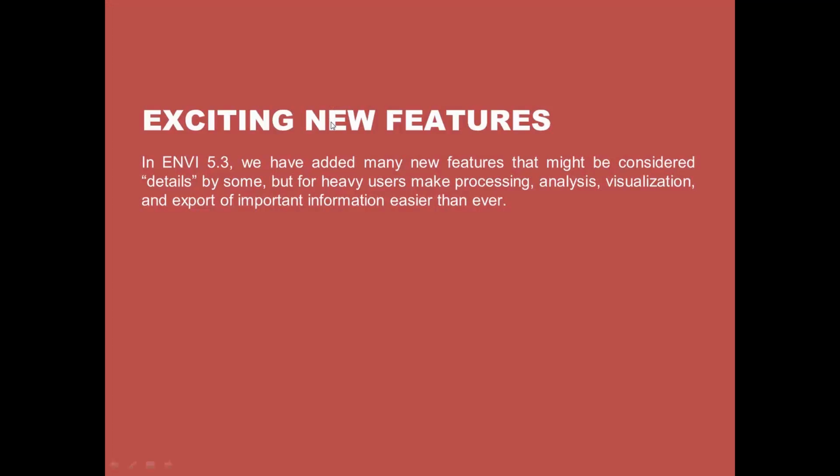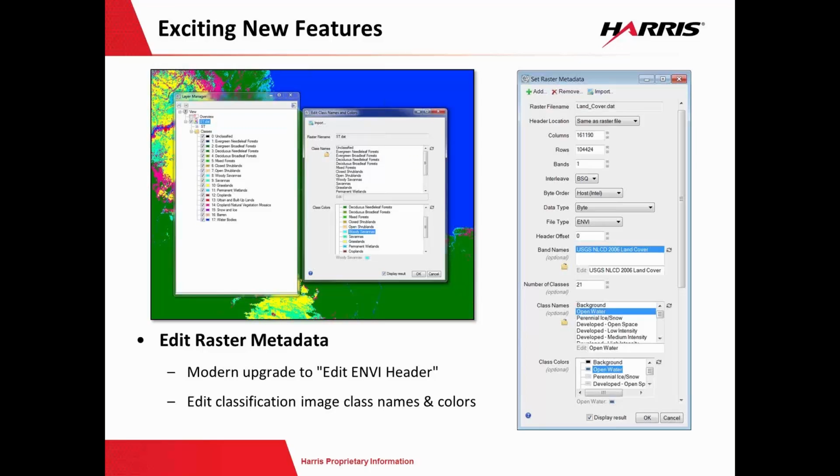So the last portion of our webinar, and I know we're running a little bit long here, but I'll try to wrap up, is just exciting new features in ENVI 5.3. These are the things that I think are exciting if you're a heavier user. If you use ENVI a lot, the little tweaks that make life easier for us. So one of my favorite new features is the ability to edit raster metadata.